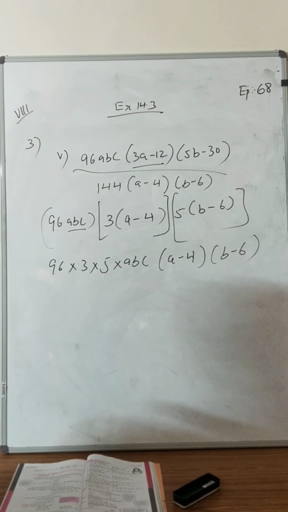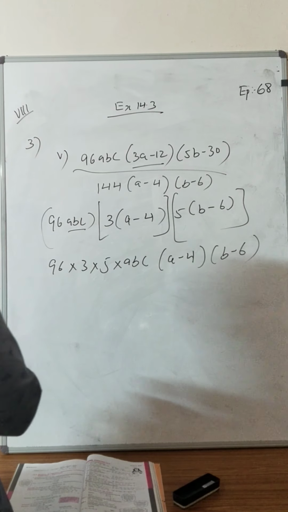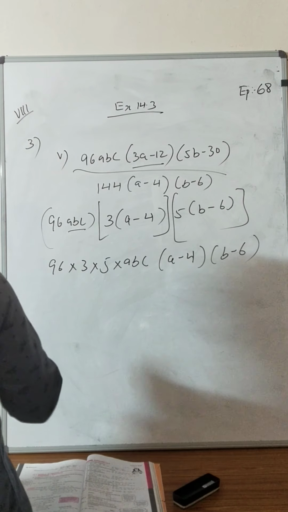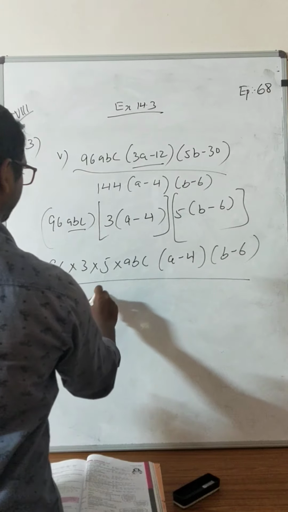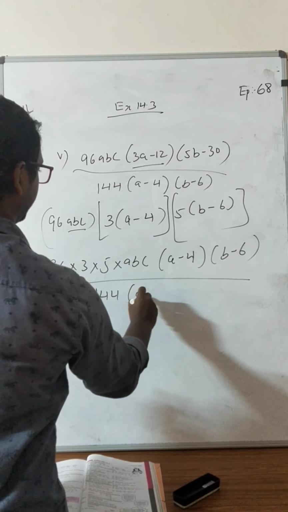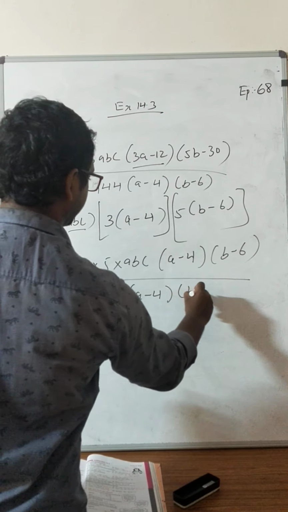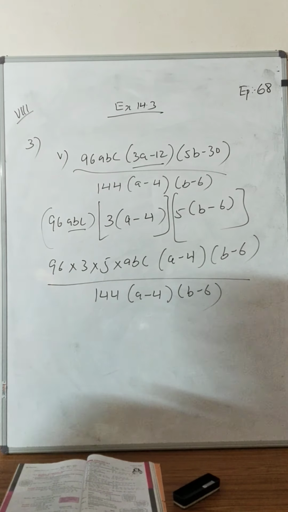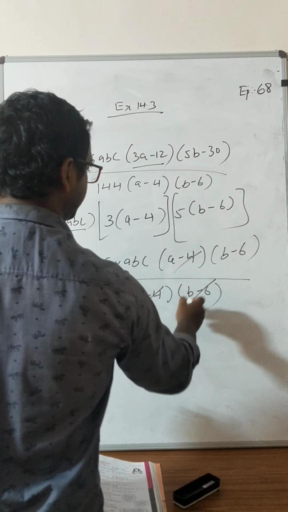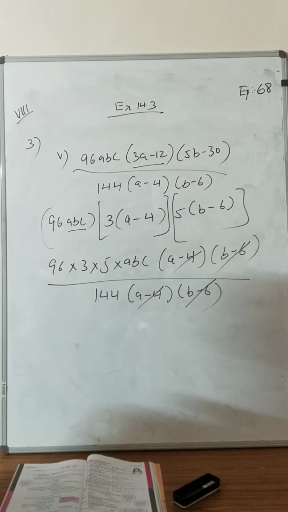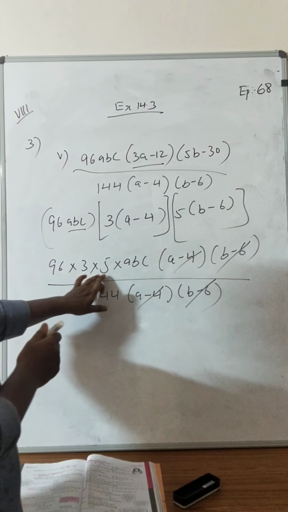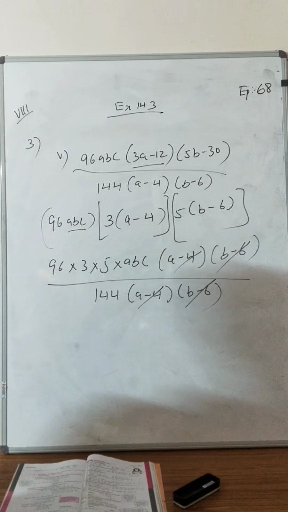Okay, now see, the whole has to be divided by 144 (a minus 4) and (b minus 6). Okay, now see this a minus 4 and a minus 4, b minus 6 and b minus 6 will get cancelled. What is left? 96 into 3 into 5 into ABC divided by 144 is left.